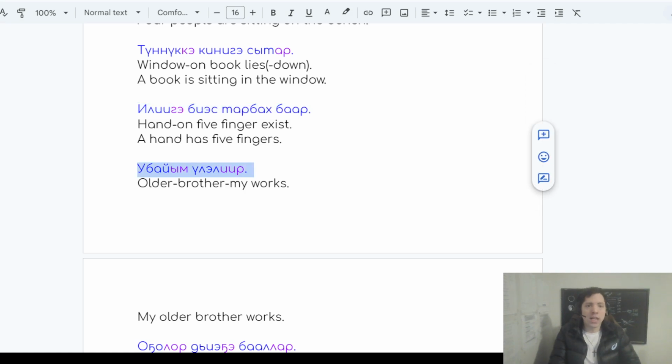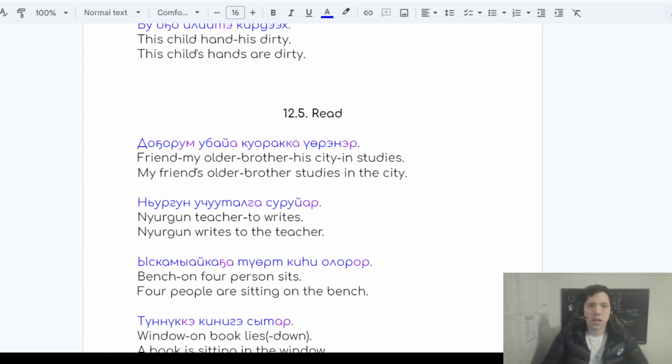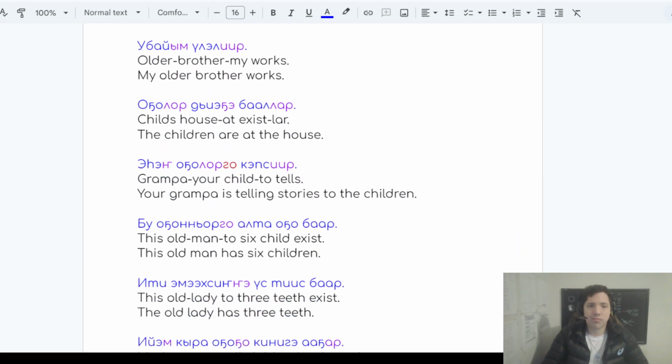Ubayam ulelir. My older brother works. Alright. So we're also going to review our plural endings, our possessive endings. Agalar, tire, balar. The children are at the house. And the beauty of highlighting these endings is in the different colors and just making sure you know what they mean. Okay, lar, that's a plural ending.